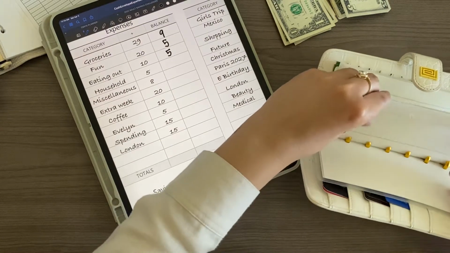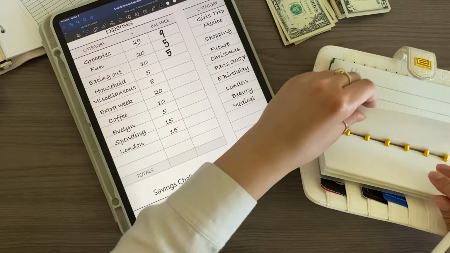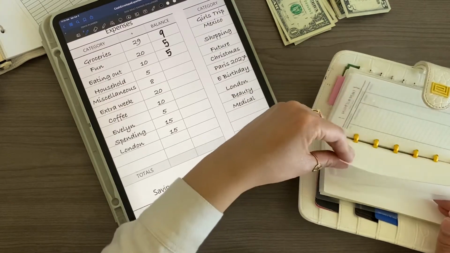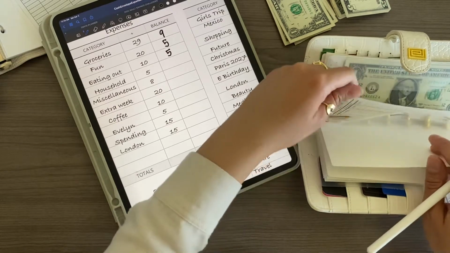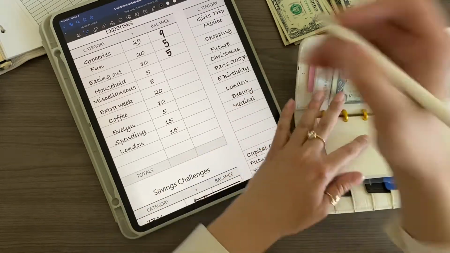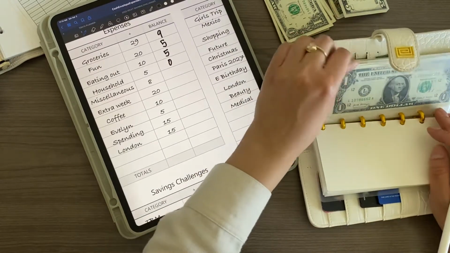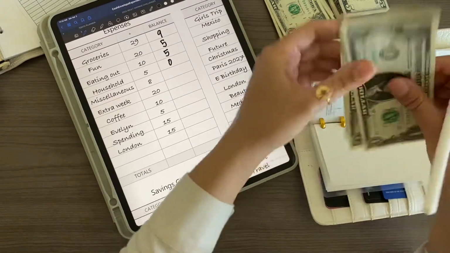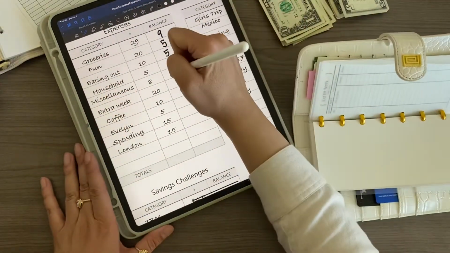For household, we have nothing. We could spend everything left in household. Miscellaneous, so actually in household, let me put 0 here. Miscellaneous, we had 8, and we have $1, $2, $3 left in miscellaneous.